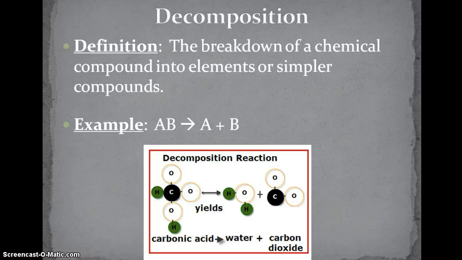Decomposition. Decomposition is a chemical reaction as well. It's a type of chemical reaction, and it is the breakdown of a chemical compound into elements or simpler compounds. Decomposition is the opposite of synthesis. So instead of two things combining together, we have one thing breaking apart into different pieces. So in this example, we have carbonic acid, which is this big compound right here, breaking into simple water and carbon dioxide that we're familiar with.